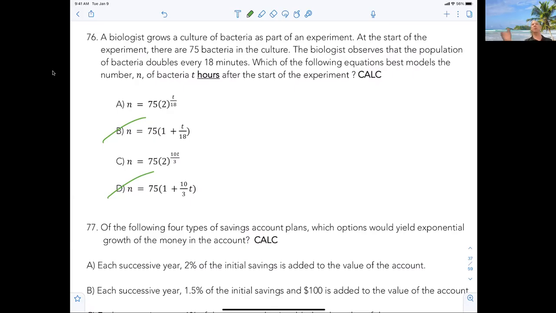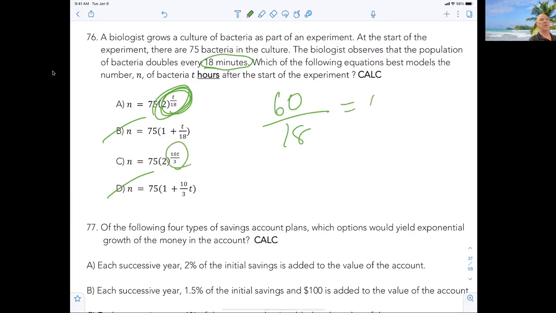Now, listen to me, please. Look up here on the board and make sure you're good. It doubles every 18 minutes, but this is measured in what? Hours. Does everybody agree with me? So if you want to know how many times every hour, you would take 60 and divide it by 18. That would tell you that's how they got 10 thirds. And that's why that's the answer. I'm really happy we did that problem.